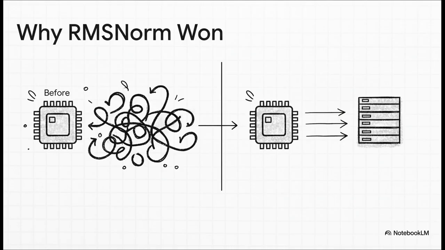So why did this simpler version win? I mean, this is the really interesting part. It turns out that performance isn't just about how many calculations you can do, the FLOPs. A massive bottleneck, maybe the biggest one in modern computer chips, is just moving data around. And RMS norm is brilliant because it reduces how much data you have to shuffle back and forth. You're getting a major speed up. It's basically a free performance upgrade. And who doesn't love that?